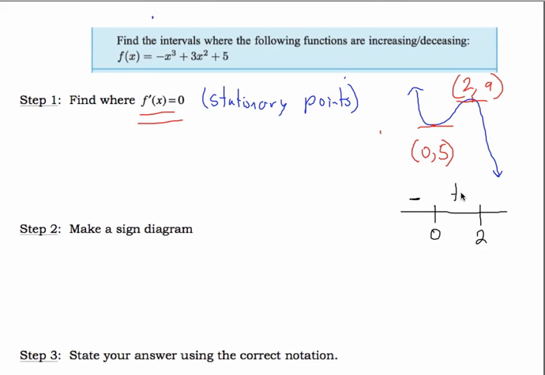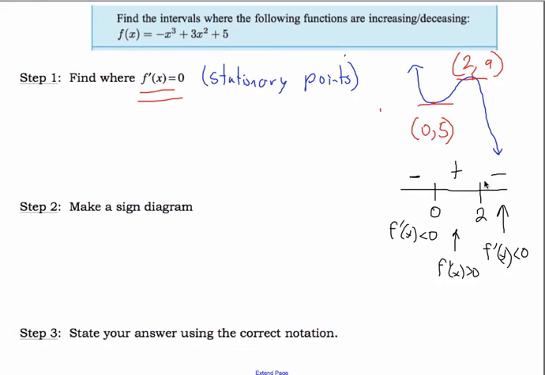Here it's increasing, and here it's decreasing. Also, please note that here the derivative is less than 0, so you might get asked this question on the test. F prime of x is greater than 0, the derivative is greater than 0 in this region. And here the derivative is less than 0 because it's decreasing. So decreasing, increasing, decreasing. Notice that's the sign diagram.